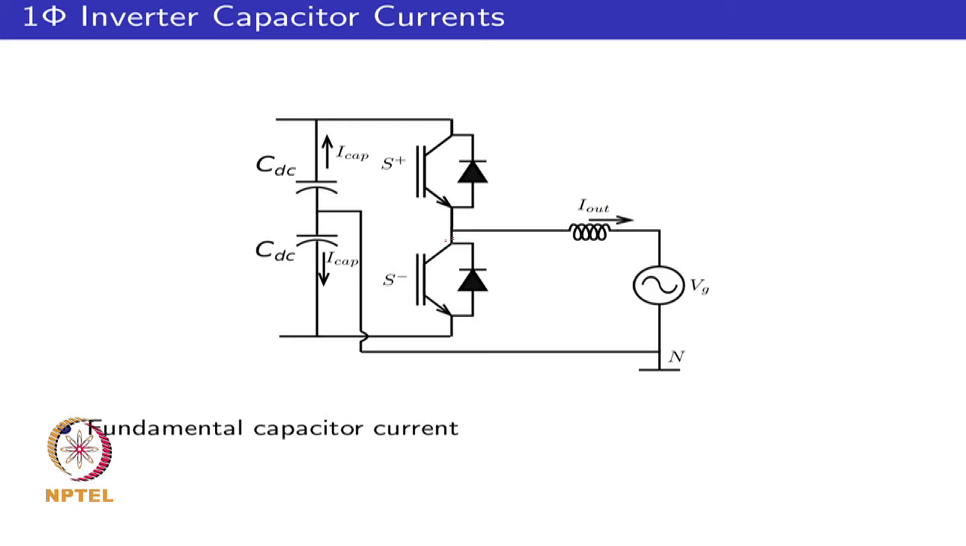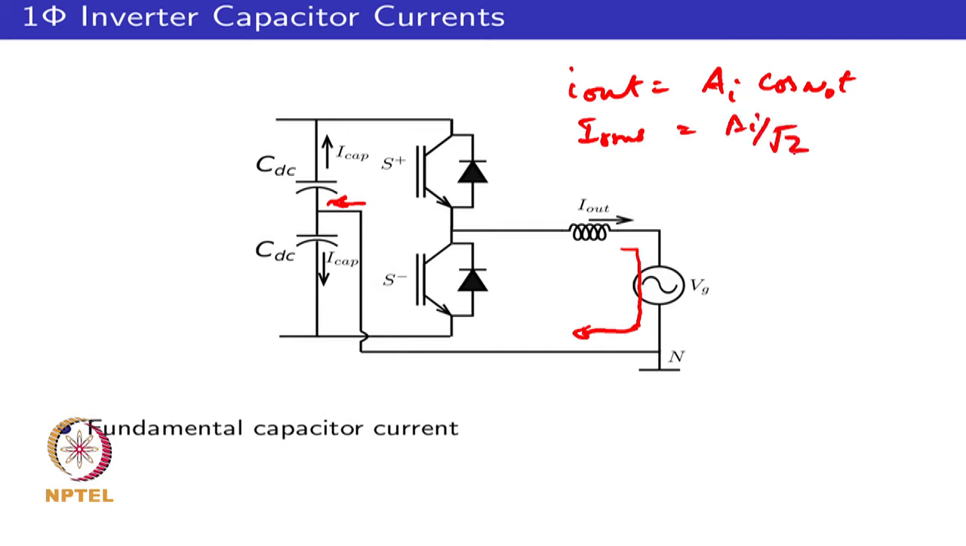Because this is a single phase system, your I out is a 50 hertz AC quantity. And we saw how I out is related to your P rating and your AC voltage rating. So your I out in this case can flow through your source, which is your AC grid, but then it has to flow back through your neutral and come back into your DC bus. If you take your current I out to be AI cos omega naught t, your IRMS is AI by root 2, taking the output current to be a sinusoidal quantity, which is well filtered.